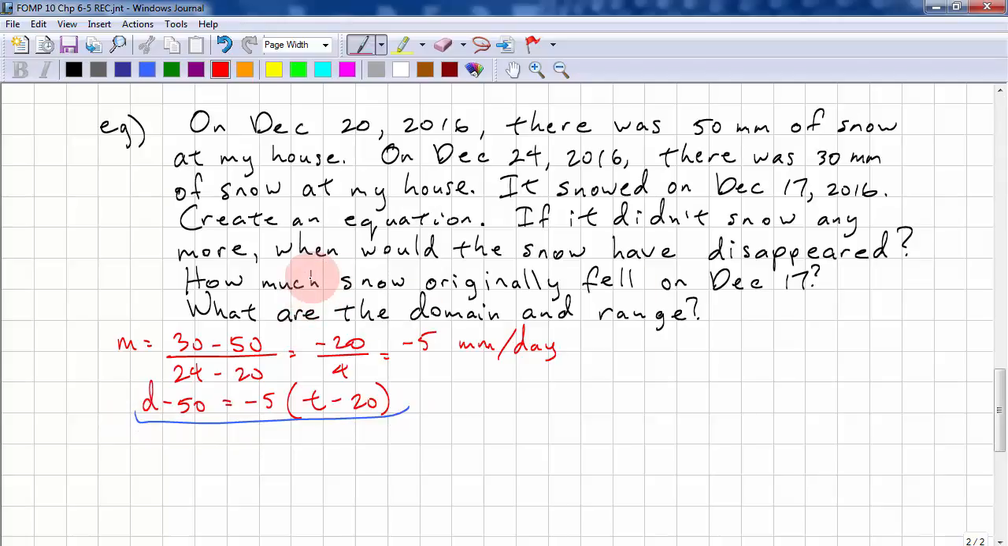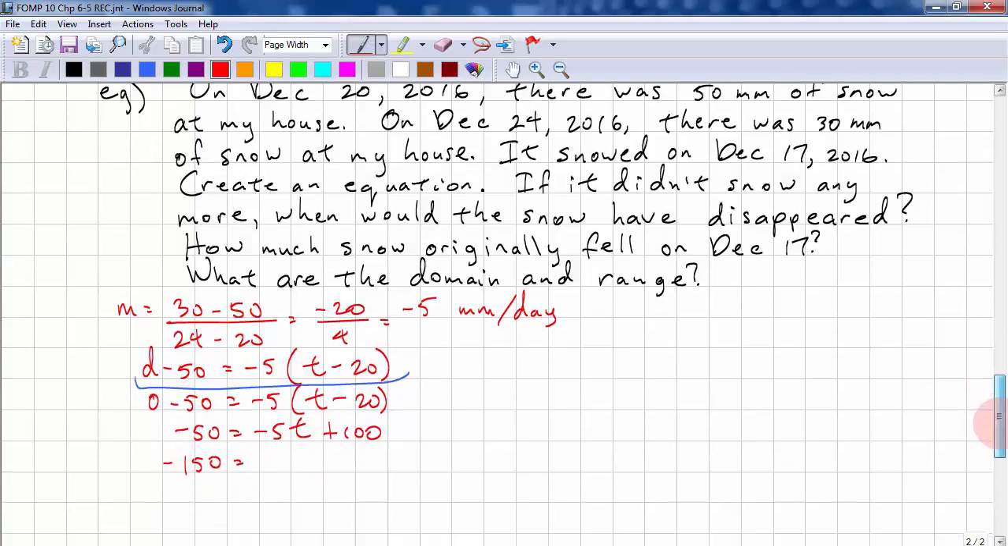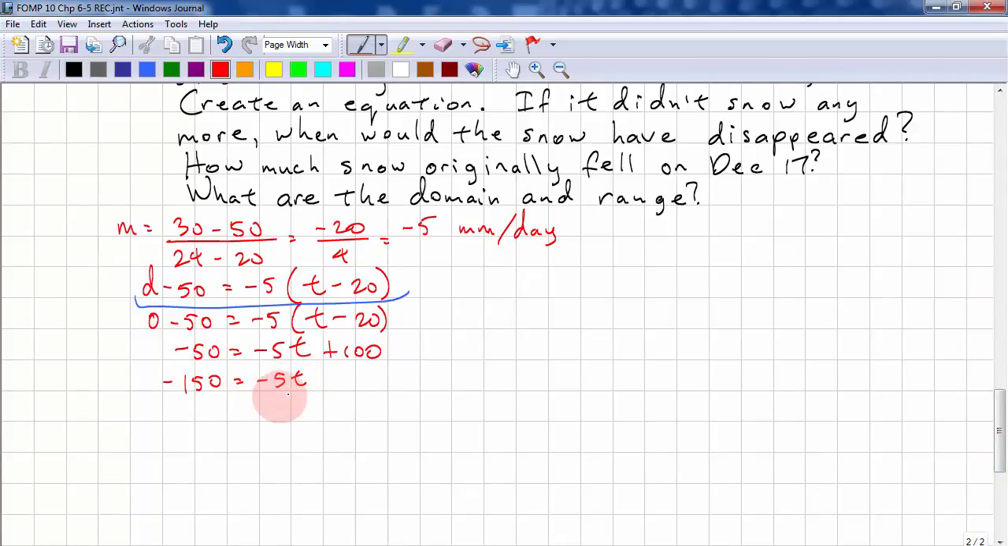To answer the question, if it didn't snow anymore, when would the snow have disappeared? So we want to have 0, and we're going to solve for the date. Okay, now we simplify. We expand this. 0 minus 50 is just negative 50. So we have minus 5t, and we have plus 100. Move the 100 over to the other side, it becomes negative 100. So we have negative 150. And we divide both sides by negative 5. So t equals 150 divided by 5 is 30.